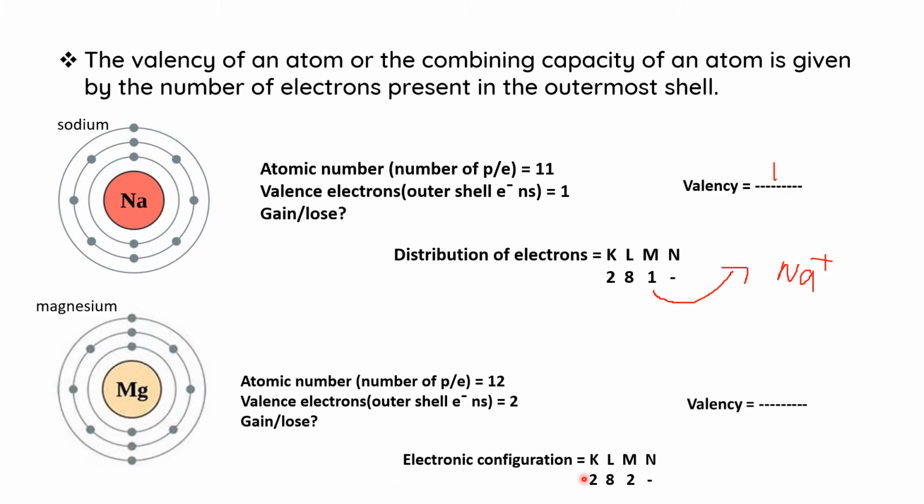So first I will just tell the electronic configuration: K2L8M2. Then for getting stability, the magnesium atom leaves this electron and this electron, because only 2 electrons are in the outermost shell. So it leaves 2 electrons and gets the stability. So what is the valency of magnesium? 2. Got it, children? We will see the next example also.